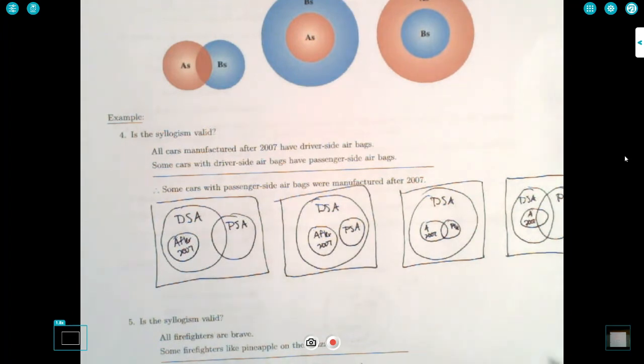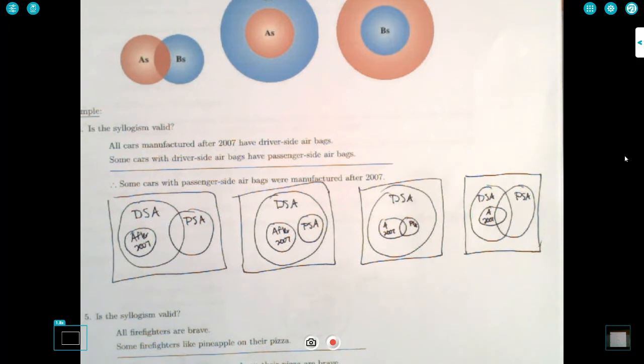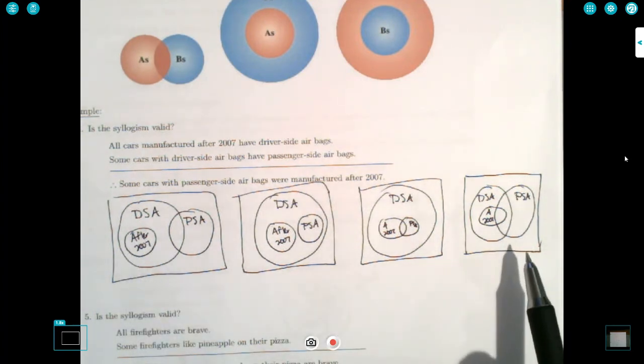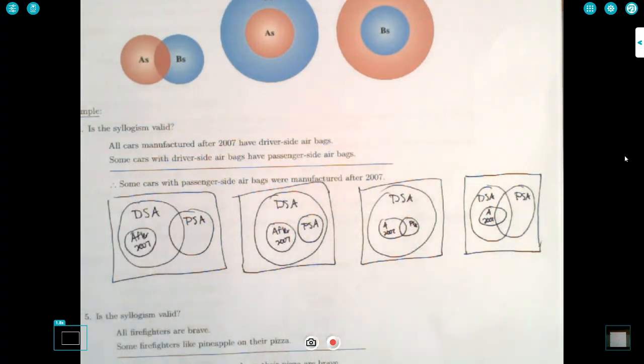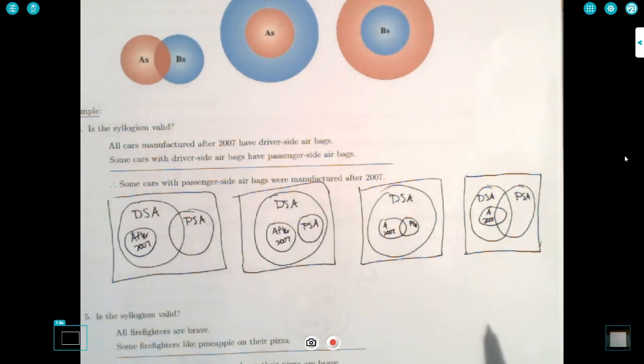There are more ways that we could draw this. I haven't even exhausted all of the possibilities, right? So these are just 4 possibilities, but there are more. The point is, do any of these pictures contradict the conclusion, right? The conclusion is that some cars with passenger side airbags were manufactured after 2007. And the answer is yes, we do have some contradictions, right?